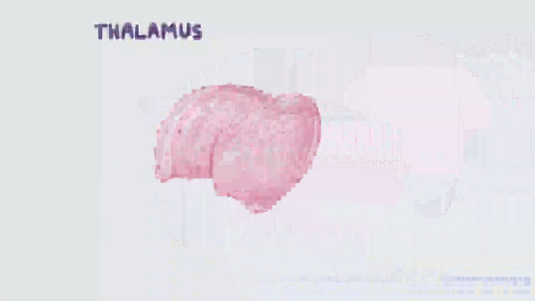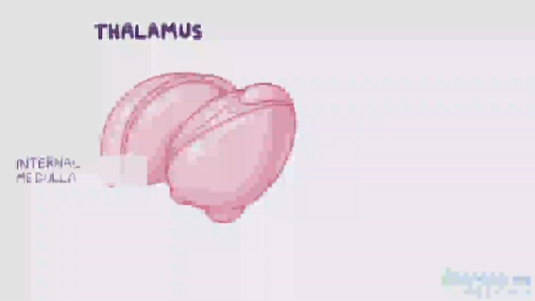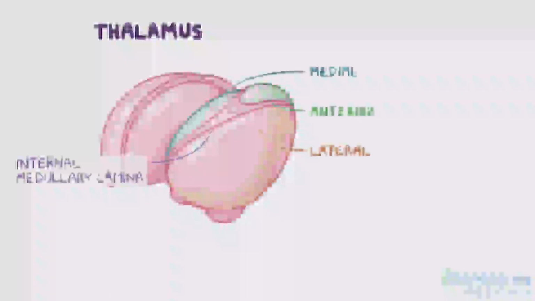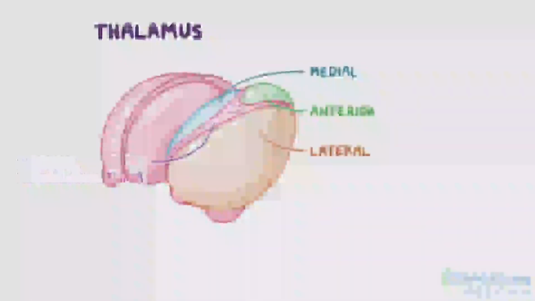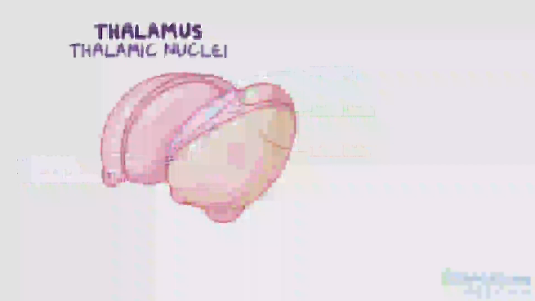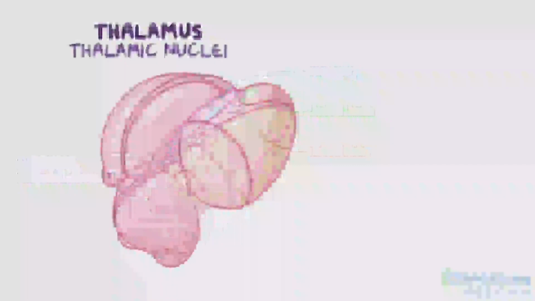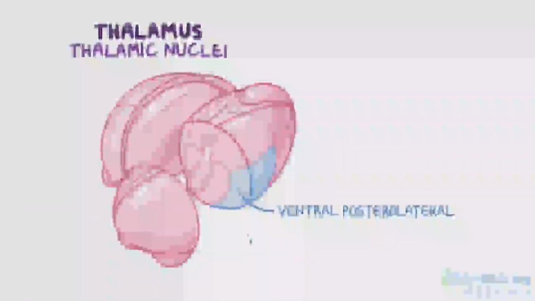Now let's take out the thalamus and zoom in on its superior surface. The first structure here is the internal medullary lamina, which is a layer of white matter that looks like the letter Y and divides the thalamus into three parts: medial, lateral, and anterior. The gray matter of each part contains the various thalamic nuclei. Some of the most important nuclei of the lateral part are the ventral posterolateral nucleus, the ventral posteromedial nucleus, and the ventral lateral nucleus.